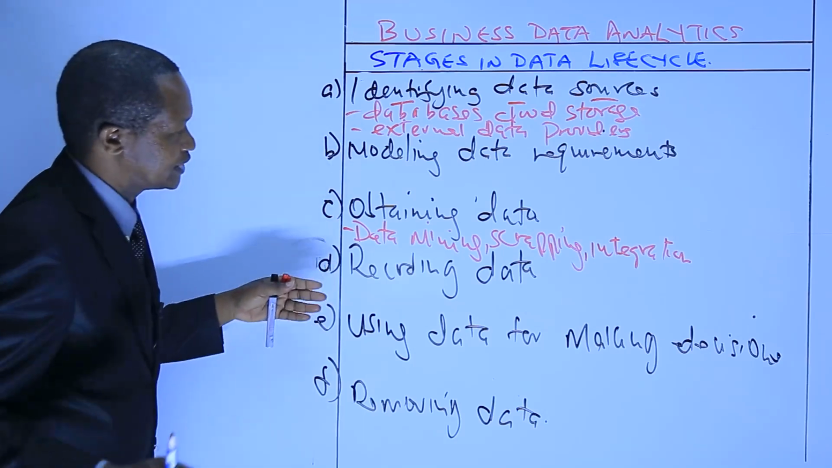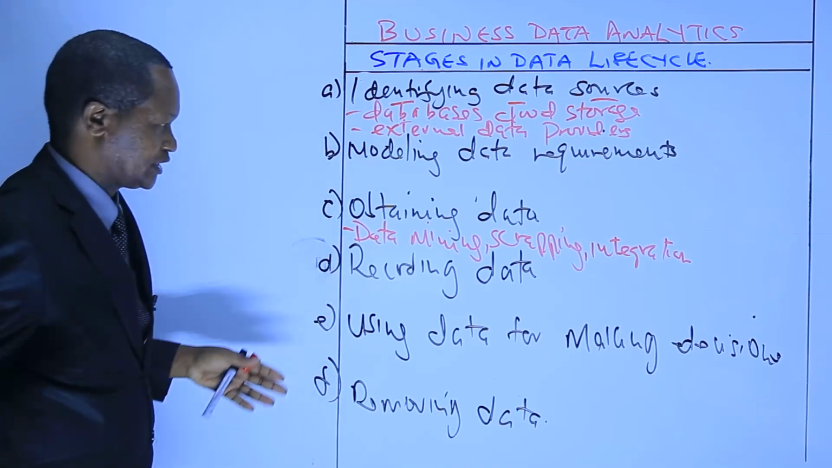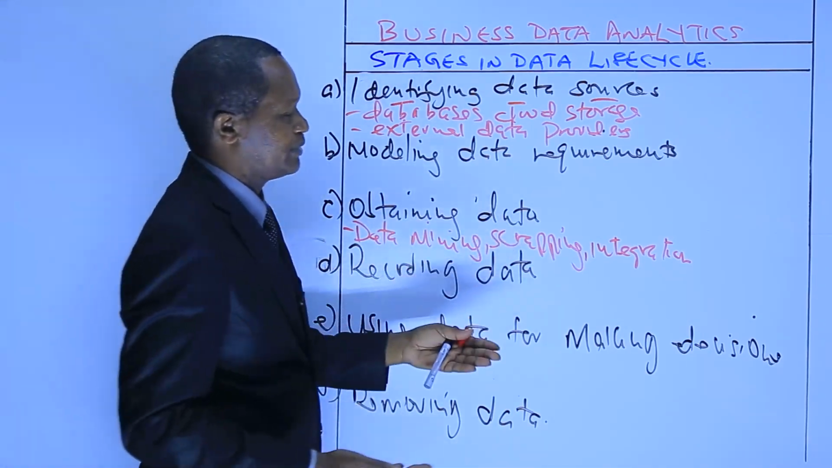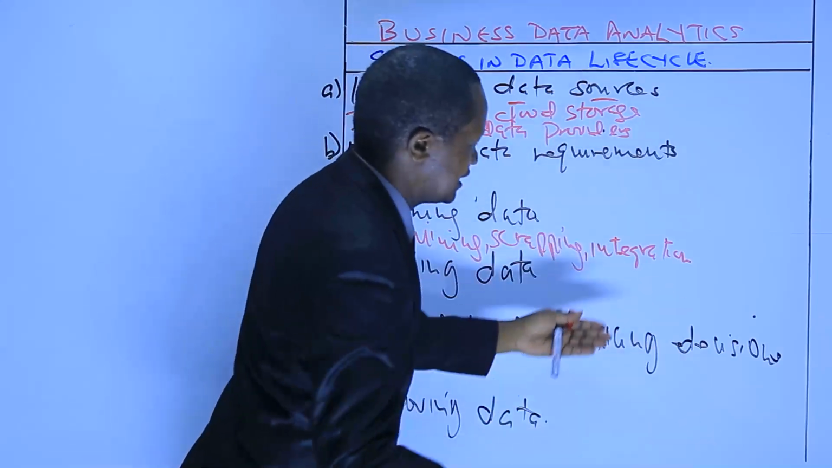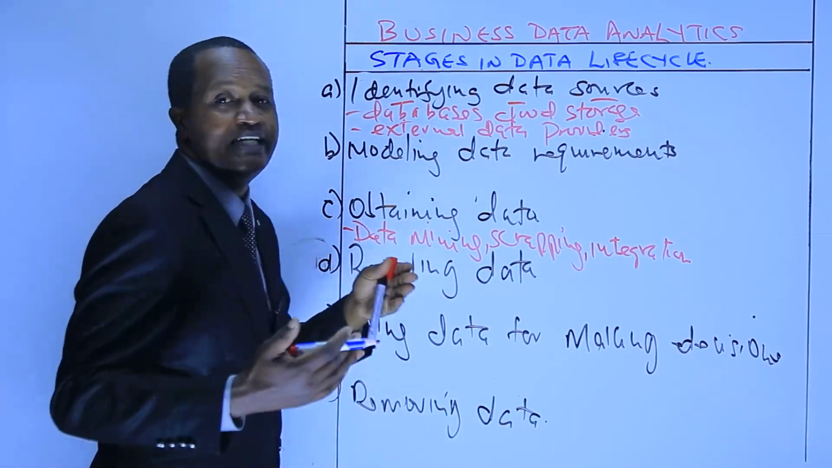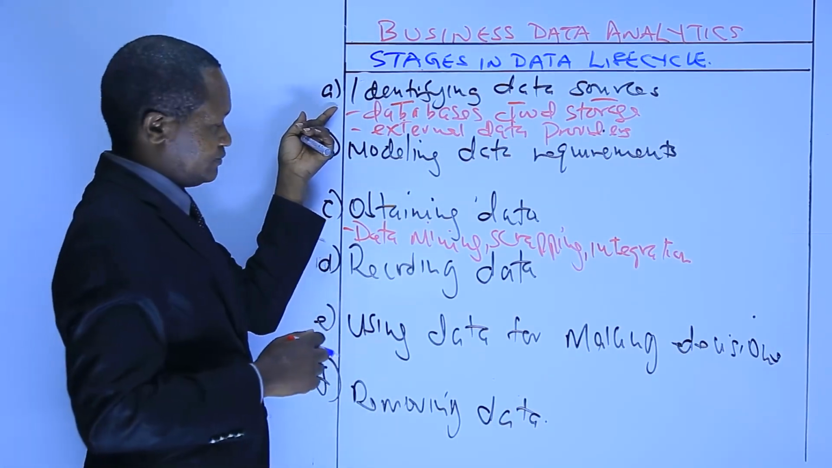So all those processes happen at the point of obtaining data. Data mining is a process. Data scrapping is a process. Data integration is a process. And these are processes that help in obtaining data from the identified sources.